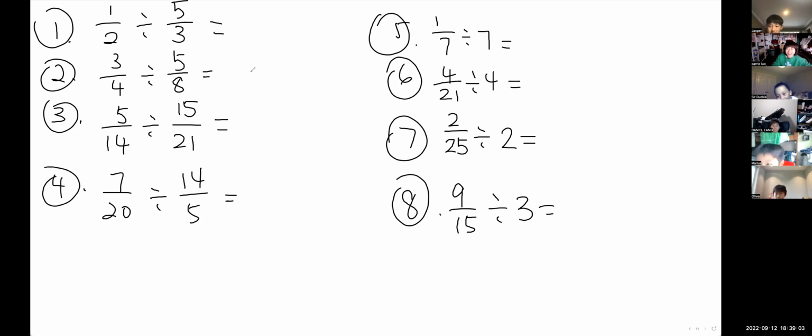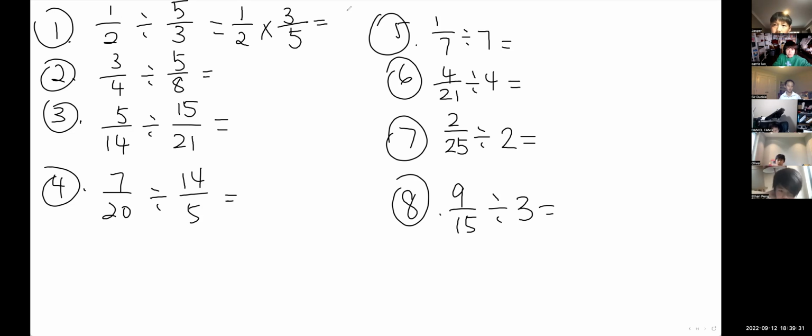Oh wait, no. Let's take a look at this one. So number 1, 1 over 2. Sir Ducky, you're dead. 1 over 2 is not changing, and make the division as multiplication, and 3 over 5. So the answer is 6 over 10. Sorry, 3 over 10 equals 0.3.